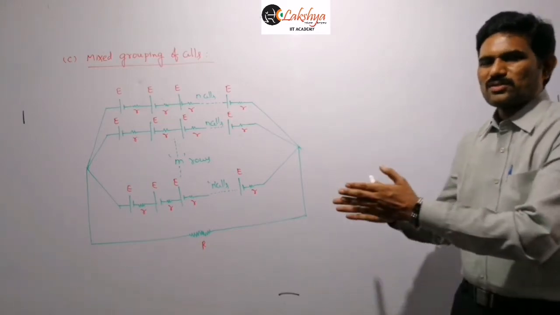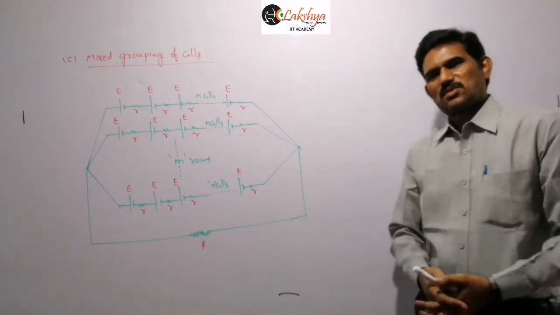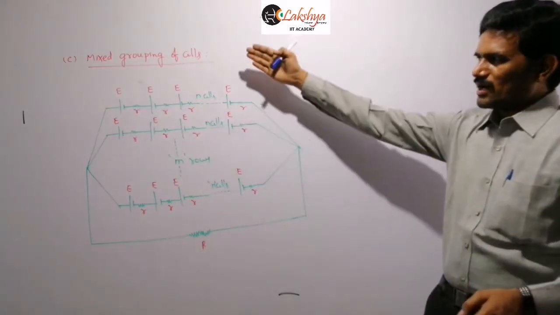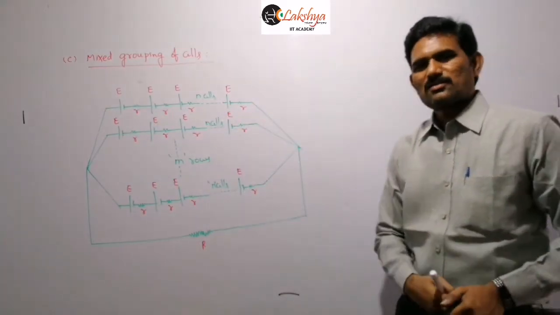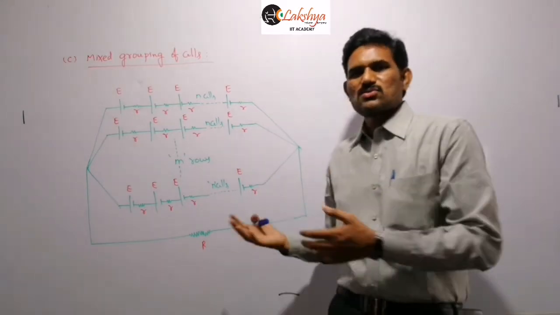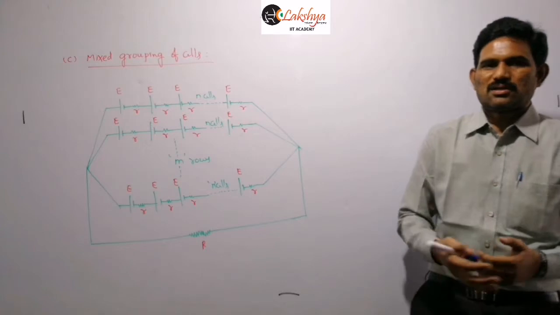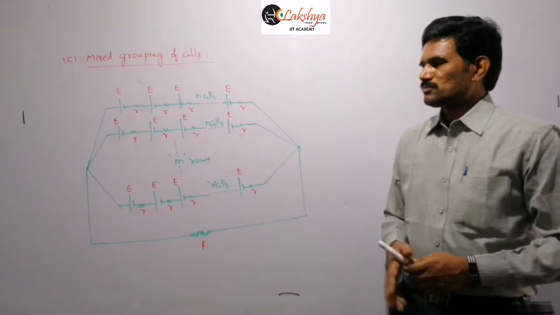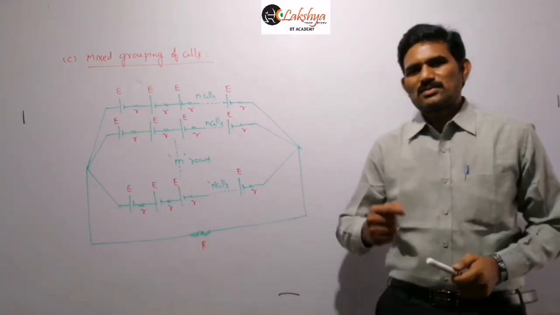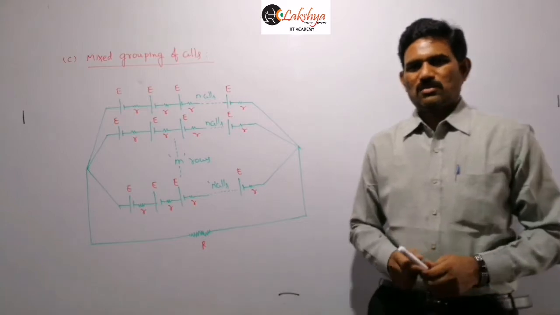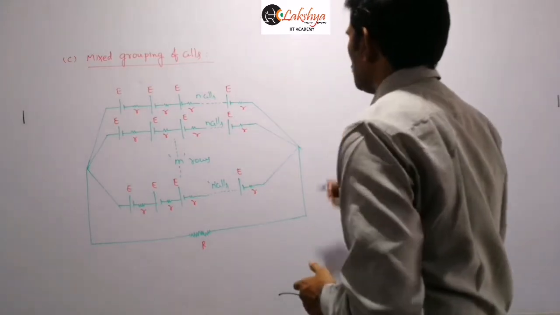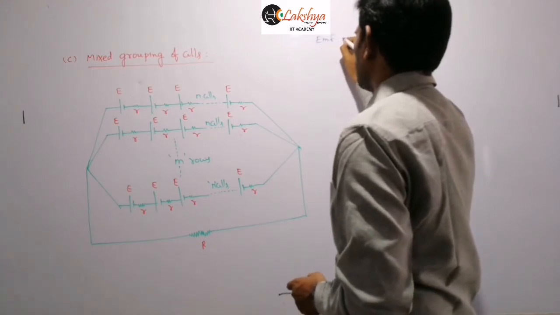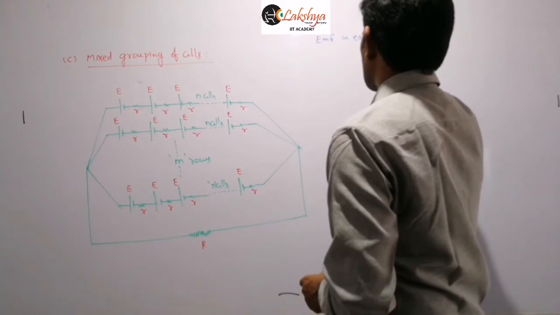Now you can observe that this is why we are calling such a combination mixed grouping. The series combination is there, as all these cells in a row are in series, and such combinations are in parallel, right? So both series and parallel combinations are involved, combined, and that is what we are naming mixed grouping of cells. So in this mixed grouping of cells, now let us see how to identify the effective EMF. First I am writing about the EMF in each row.